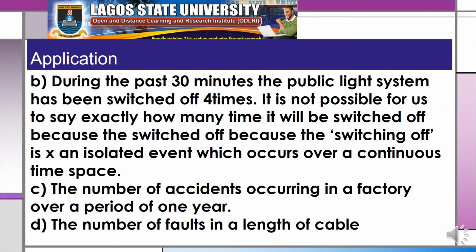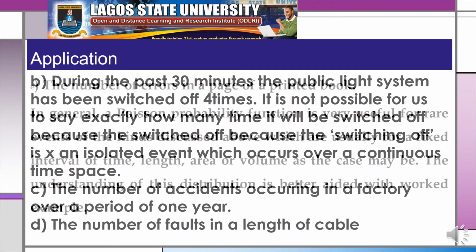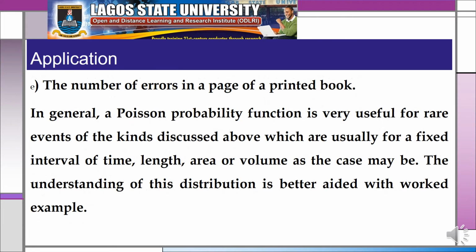3. The number of accidents occurring in a factory over a period of 1 year. 4. The number of faults in a length of cable. 5. The number of errors in a page of a printed book. In general, a Poisson probability function is very useful for rare events of this kind discussed above, which are usually for a fixed interval of time, length, area, or volume, as the case may be.